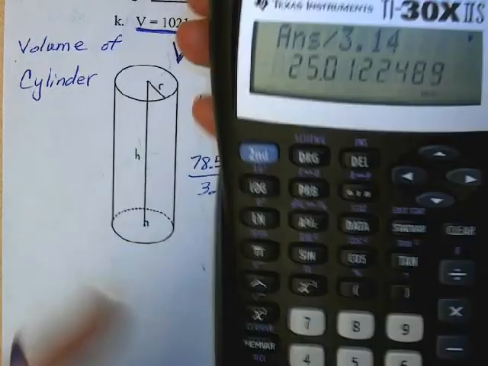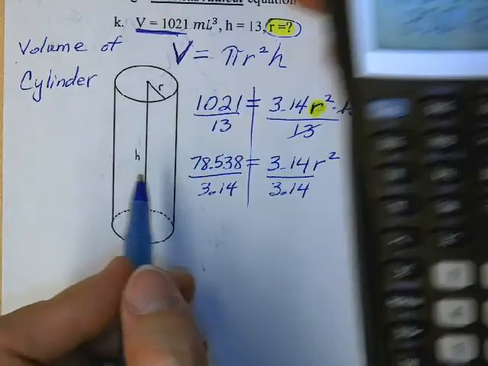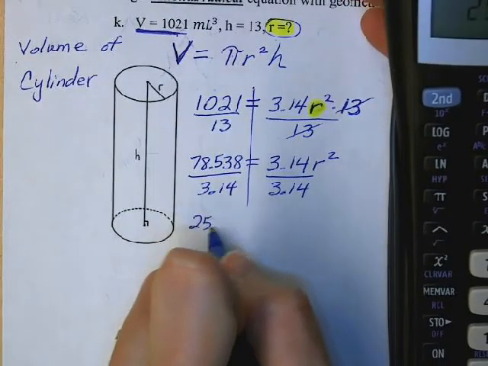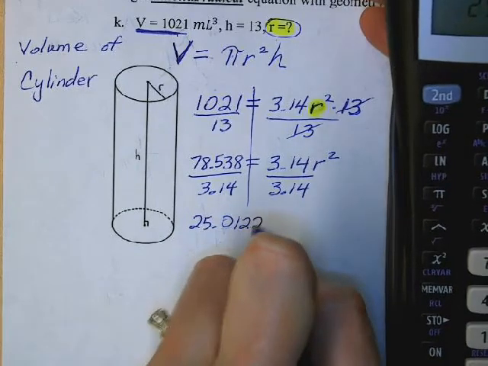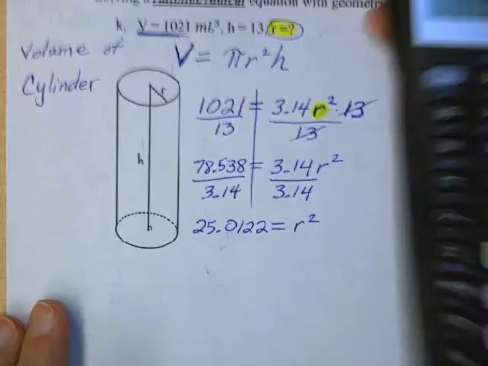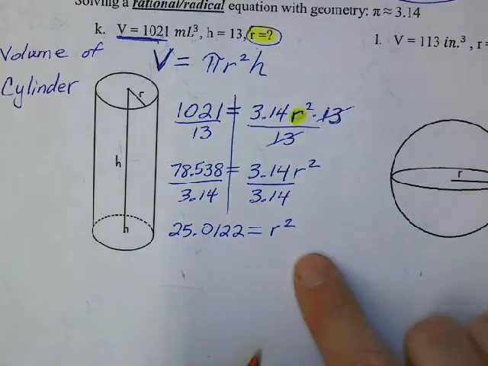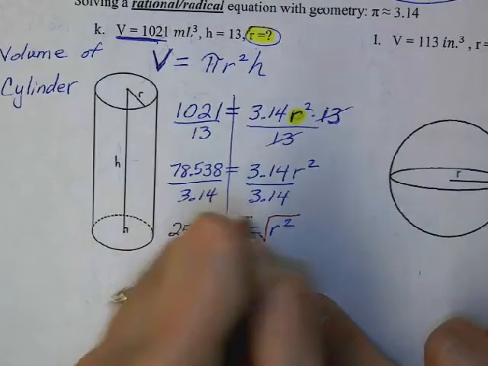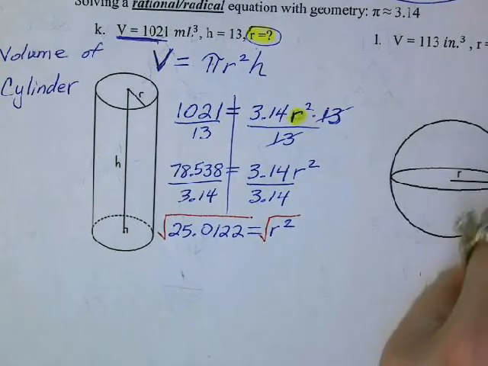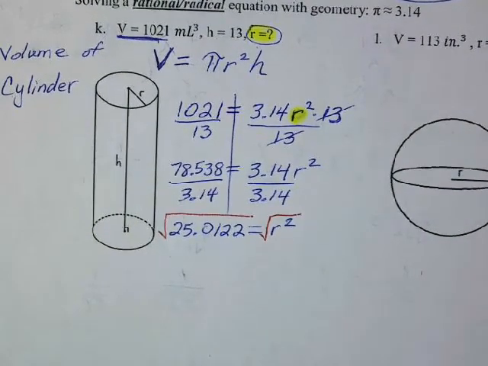Now I have 25.0122. That's close enough. Equals r squared. Okay, now, Alexis, you were right. Now take the square root. To get rid of the r squared, you take the square root to find r. So now I'll just hit square root of this last answer.